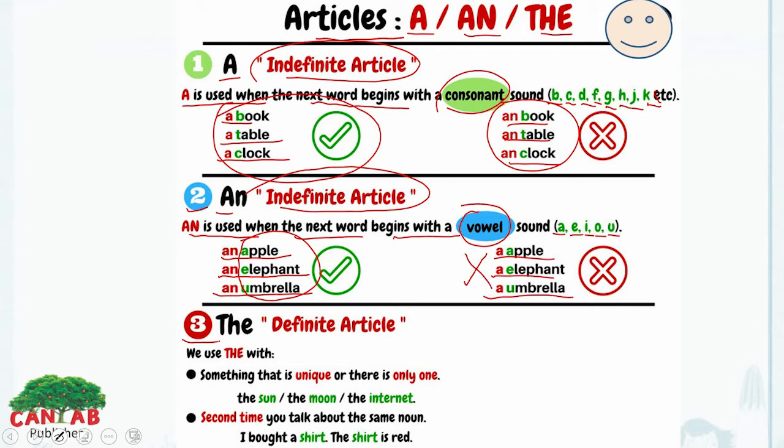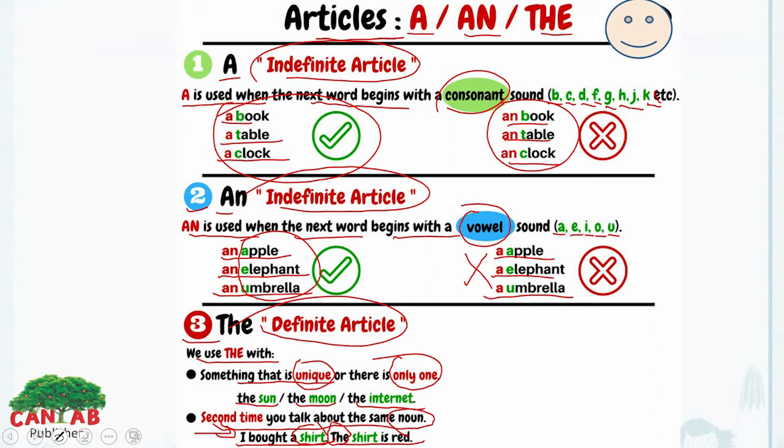The third one is the definite article. We use the for something that is unique or there is only one, like the sun, the moon, the internet. Also when the second time you talk about the same noun. I bought a shirt, the shirt is red. First you have mentioned the shirt, that you have bought a shirt. So you are talking again about the same shirt. So we have to put the here, the definite article.